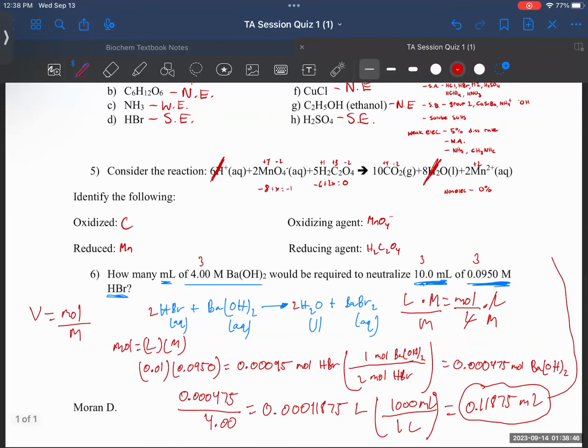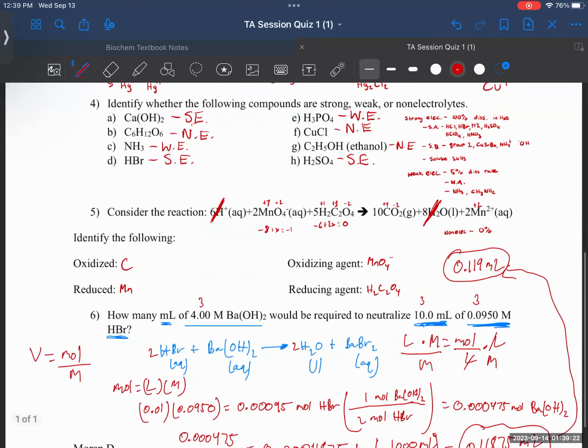So if we do our sig fig stuff, I'm going to put the final answer over here. It should be 0.119. All right. Any questions, comments, or concerns? Right. That is very cool. All right, what other topics do we have remaining on the old chopping block?